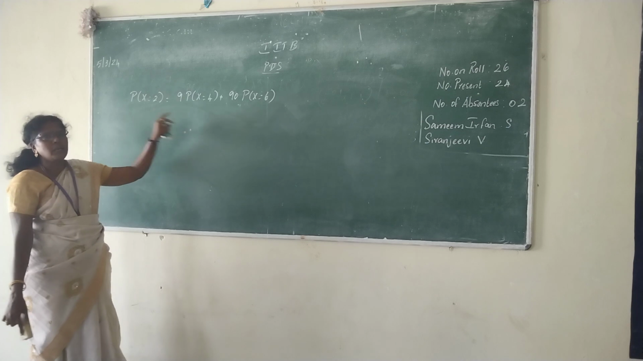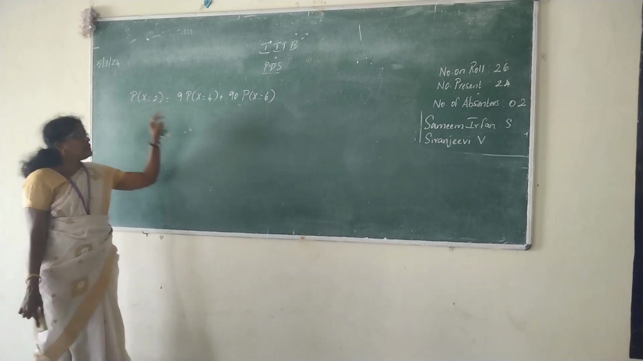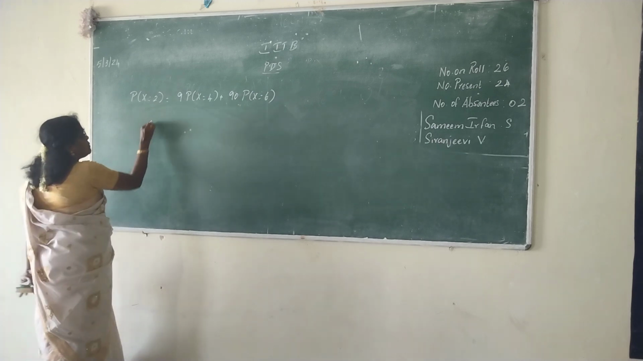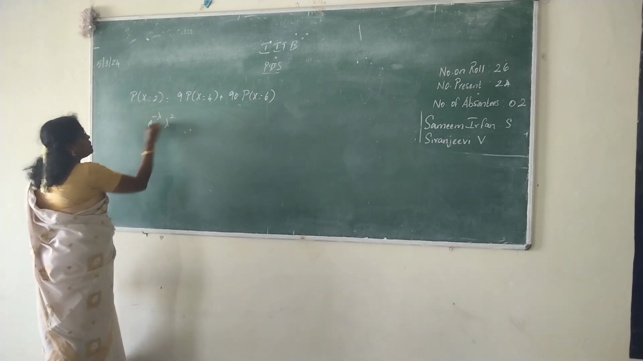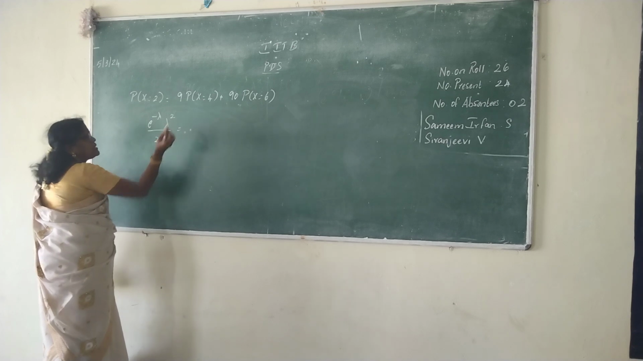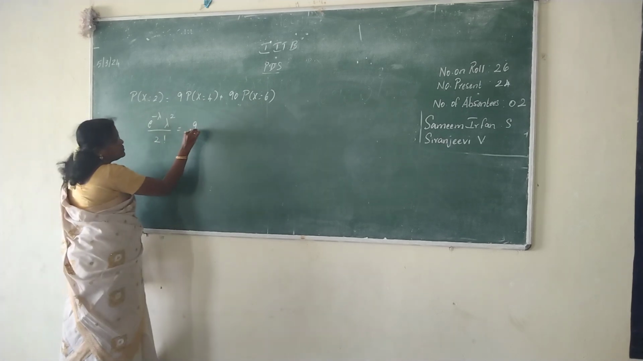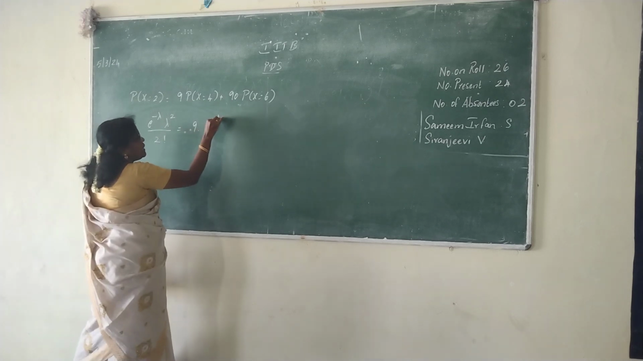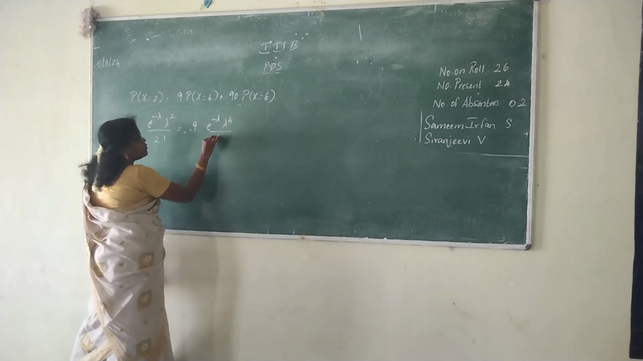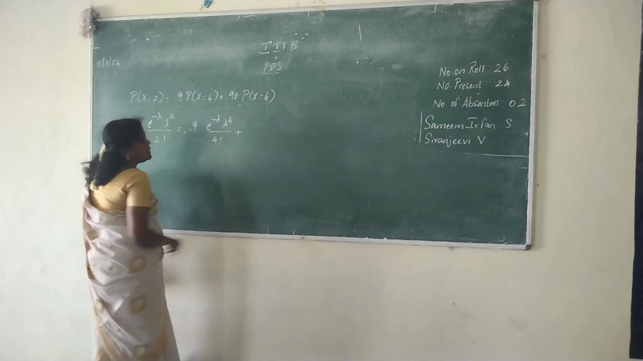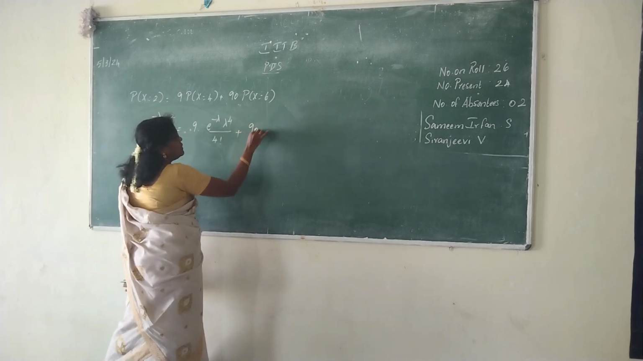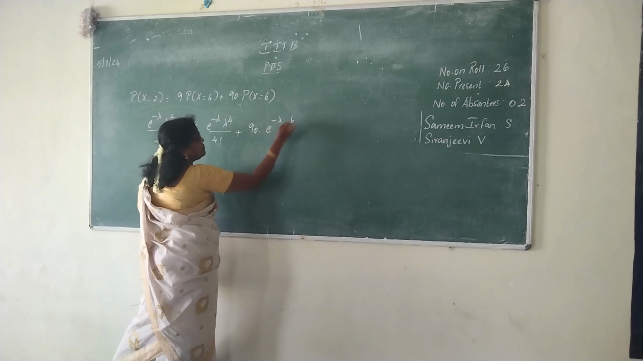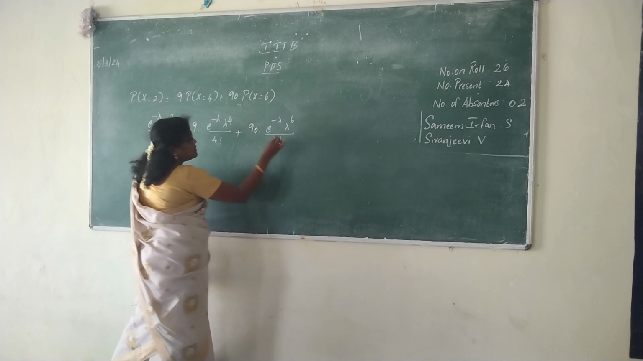Now for each one replace it by the definition. In the first case, what is the x value? 2. So e power minus lambda, lambda square by 2 factorial. That is equal to 9 into. In this case, x is equal to 4. So e power minus lambda, lambda power 4 by 4 factorial, plus 90 into x is equal to 6. e power minus lambda, lambda power 6 by 6 factorial.